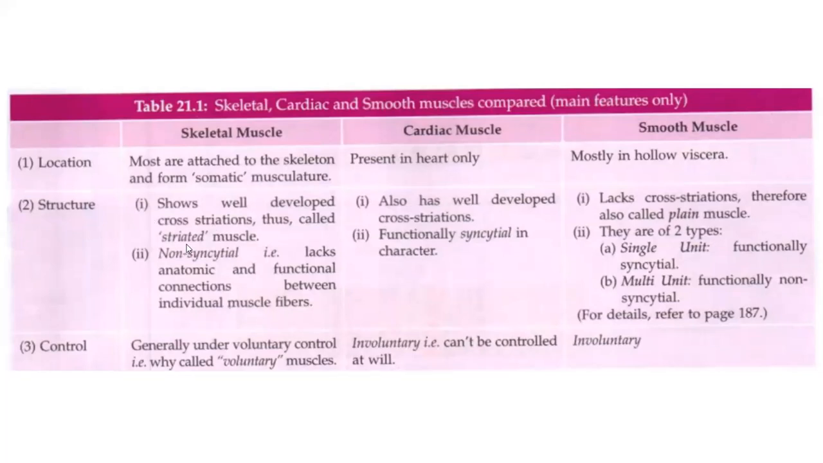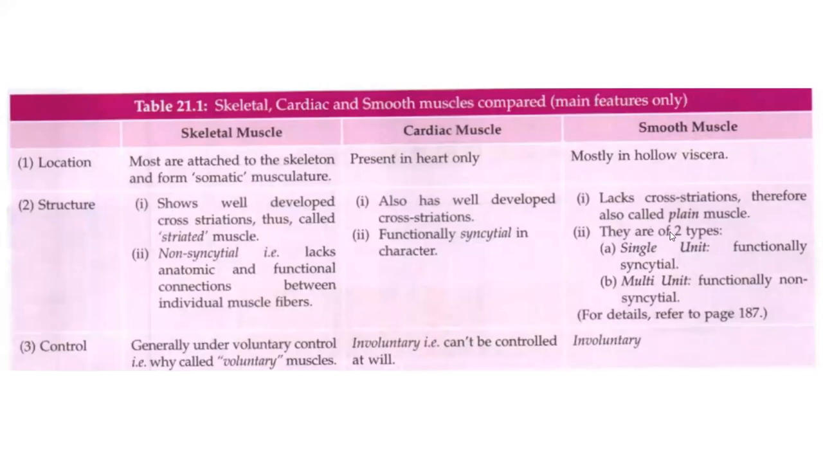And hence they are called striated muscle. Here, they also have cross striations, but they are syncytial in character. That is, there are gap junctions in between two cells, and an action potential generated in one is transmitted along, and they all work as a syncytium. That is one uniform unit. So there are two syncytiums in cardiac muscle. The atria act as one group, that is one syncytium, and the ventricles act as another syncytium. Smooth muscles are soft tissues. They don't have cross striations, hence they are termed plain muscle.